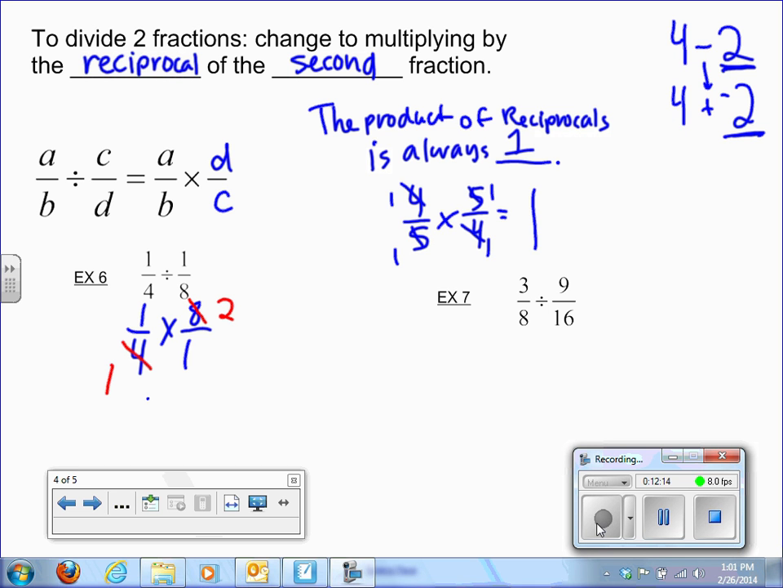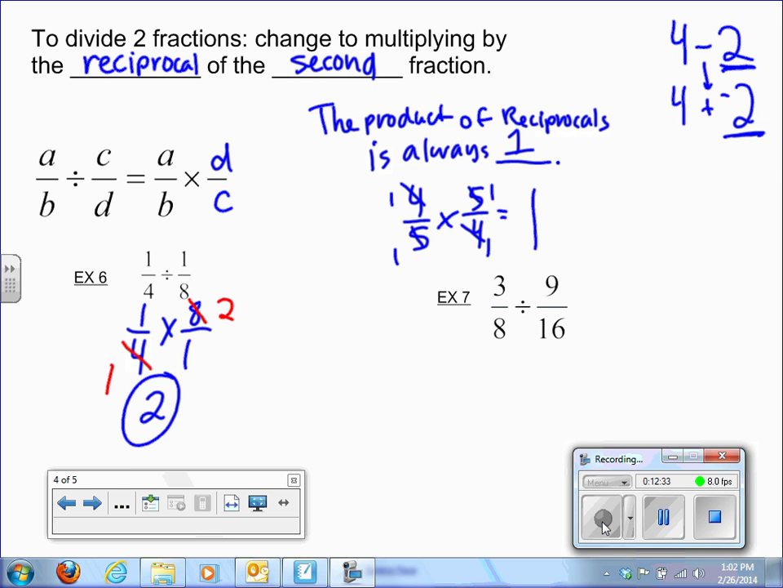2. Okay, what's better, 2 or 2 over 1? 2. Who can tell me why 2 is better than 2 over 1? Ananya. 2 over 1 is not simplest form, right? So we want 2. All right, you and your table mate, I want you to do example 7.